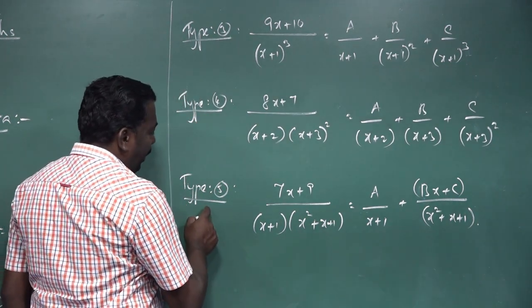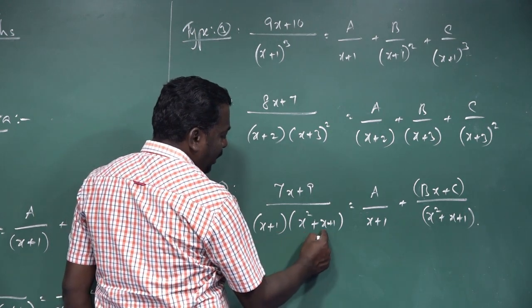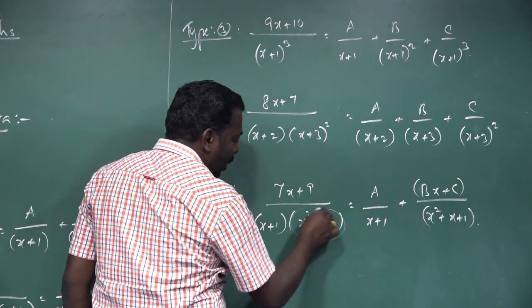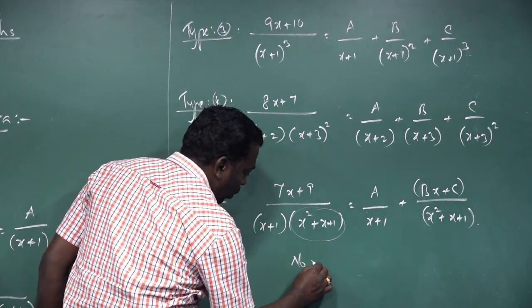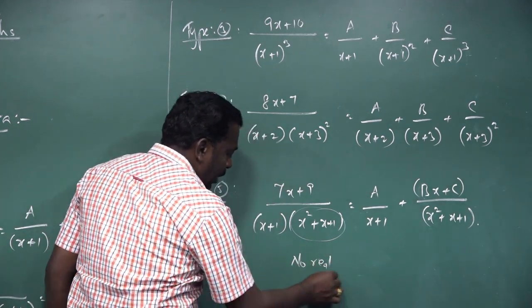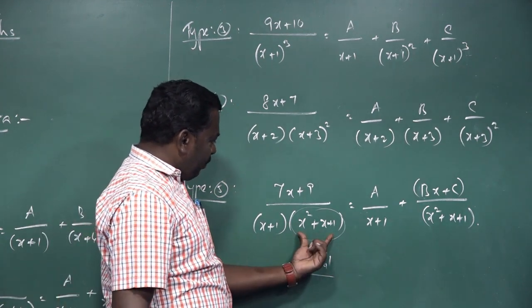Now the last type, type 5. (7x + 9)/((x + 1)(x^2 + x + 1)). Here the second factor is a quadratic expression, which has no real roots, so it gives imaginary values. That is a quadratic factor.